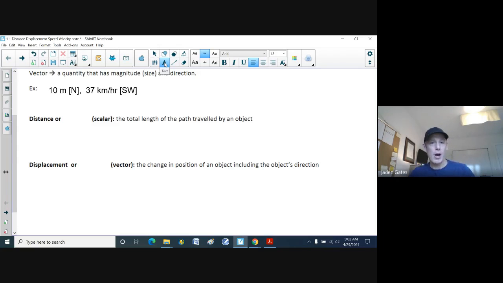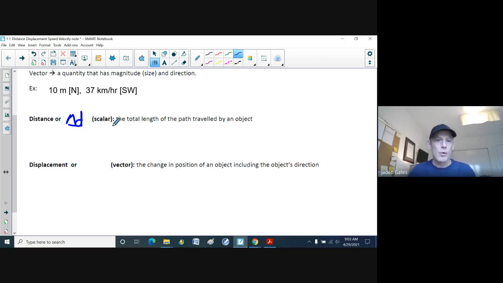Our distance is a scalar, which again means it only has size. We use the symbol delta D, which is the total length of the path traveled by an object. We're going to get down to the difference between these two, because when we talk about displacement, which is also delta D, there's a little bit of a difference. I'm going to put a little arrow above it, because that means we have direction, which again makes it a vector. That is the change in position of an object, including the object's direction.